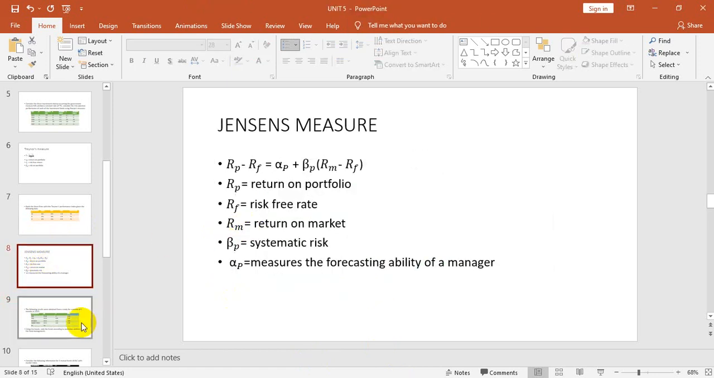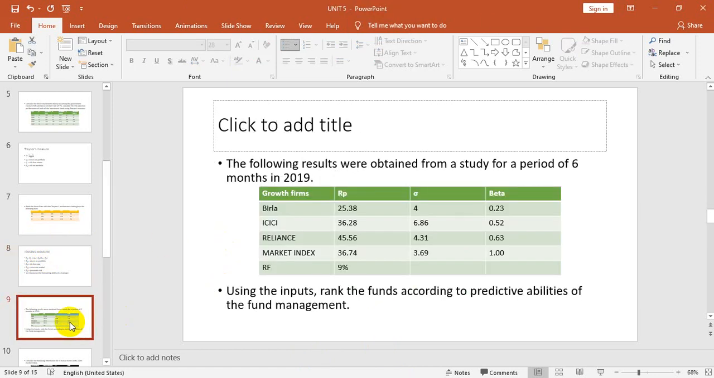What are the companies that have been given? Birla, ICICI, Reliance. In all of these, you should not take the market index value. Be very careful in this selection point. You have to take only the return on market where it has been given below the return on portfolio, not risk, not beta. You have to take only this part.